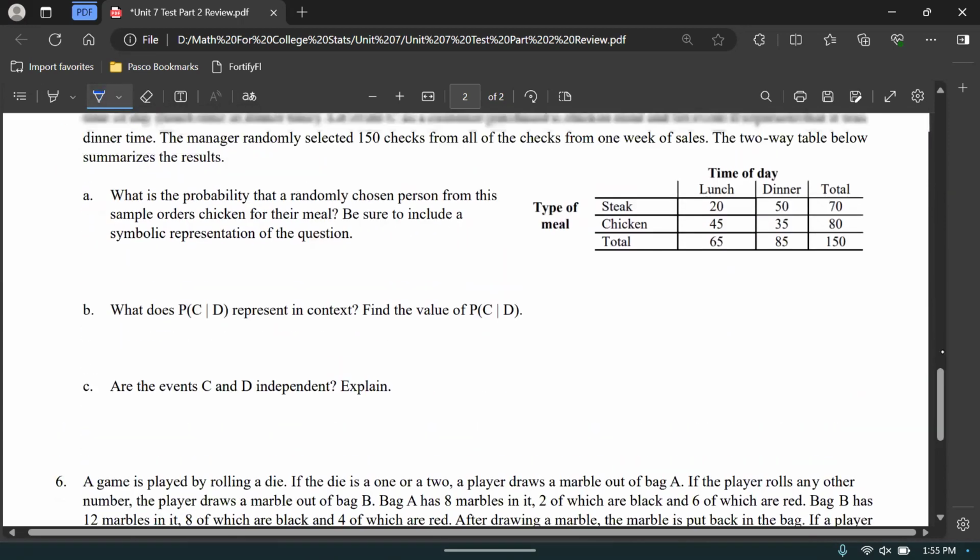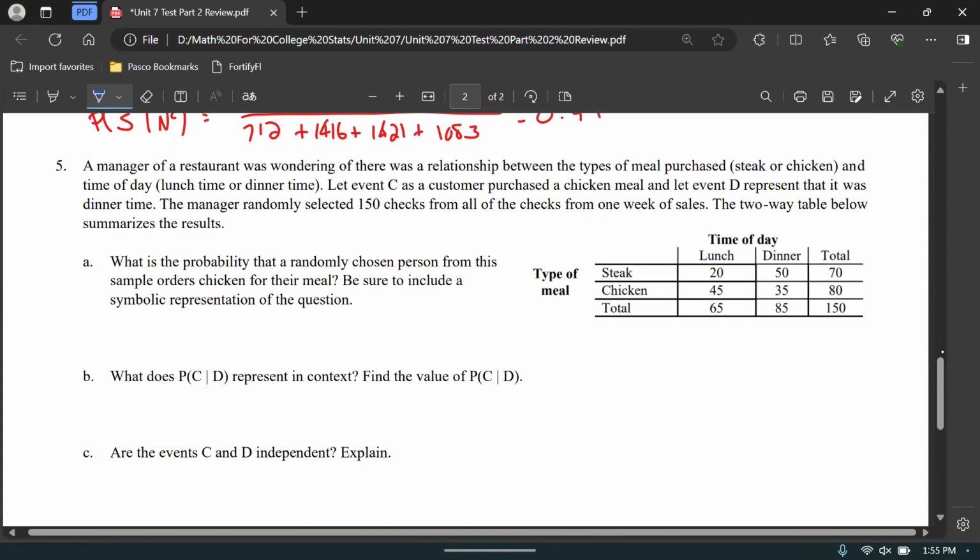So next question. A manager of a restaurant was wondering if there was a relationship between the types of meals purchased, steak or chicken, and the time of day, lunchtime and dinner time. Let event C represent a customer purchased a chicken meal, and let D represent that it was dinner time. The manager randomly selected 150 checks from all of the checks from 1 week of sales. The two-way table below summarizes the results.